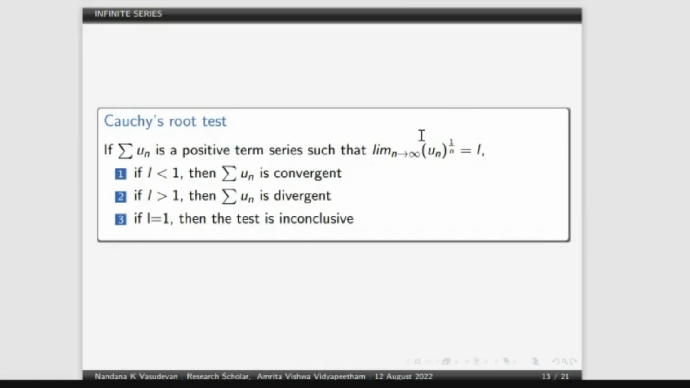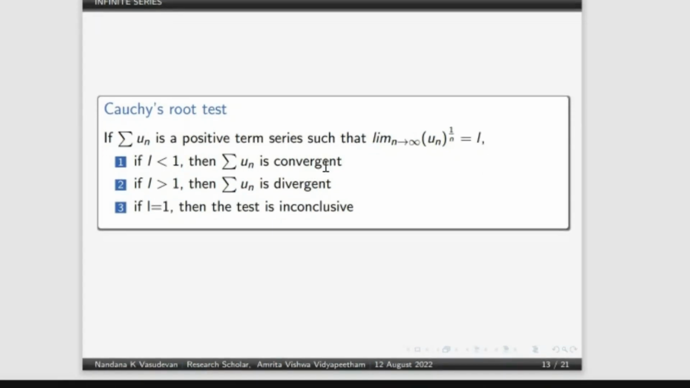And if the value obtained is 1, then the test is inconclusive. That means we cannot obtain a conclusion from that. The series may be convergent or divergent. There are cases where we obtain the value 1, and one case is convergent and the other is divergent. We have counterexamples for that. So it is required that a value other than 1 be obtained for this limit.